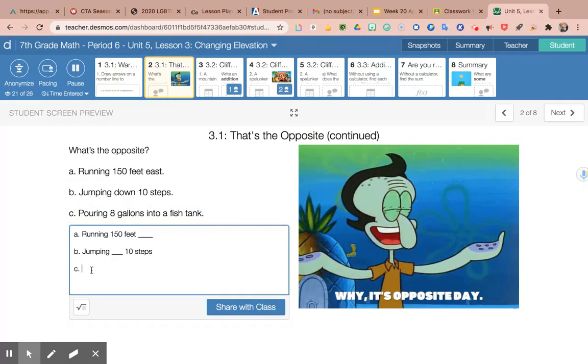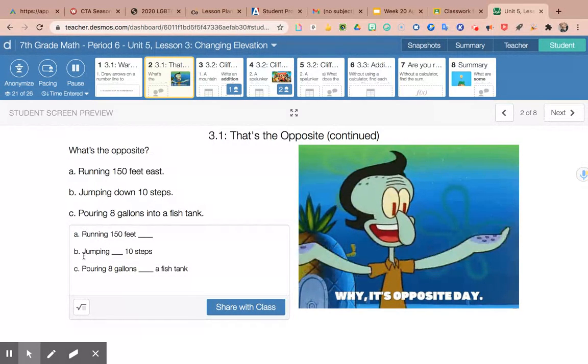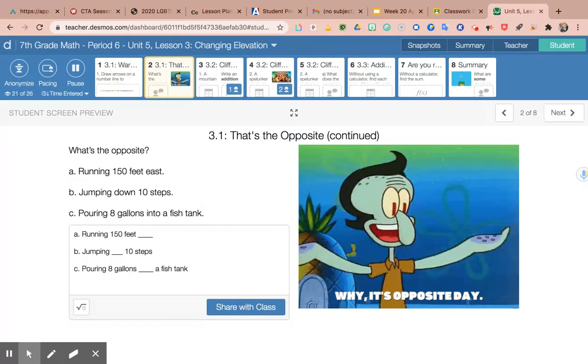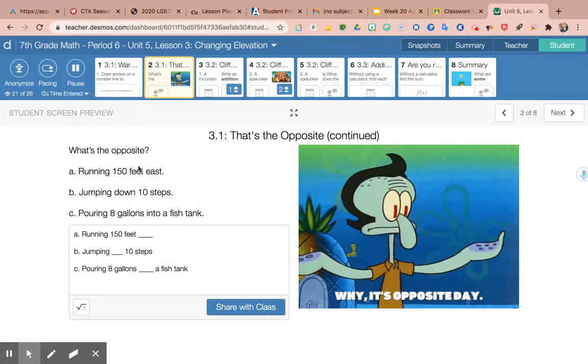And then for C, the opposite of pouring 8 gallons into a fish tank would be taking it out or draining it. If you put water in, you have to take it out. You want to do the same amount. So notice I did not change the numbers. If I go right 150, I have to go left 150. If I go down 10, I have to go up 10. So you're just changing the situation to the opposite. So you're filling the blanks. So hopefully by now you guys know that everything has an opposite. Right has left, up has down, short has tall, light has dark.